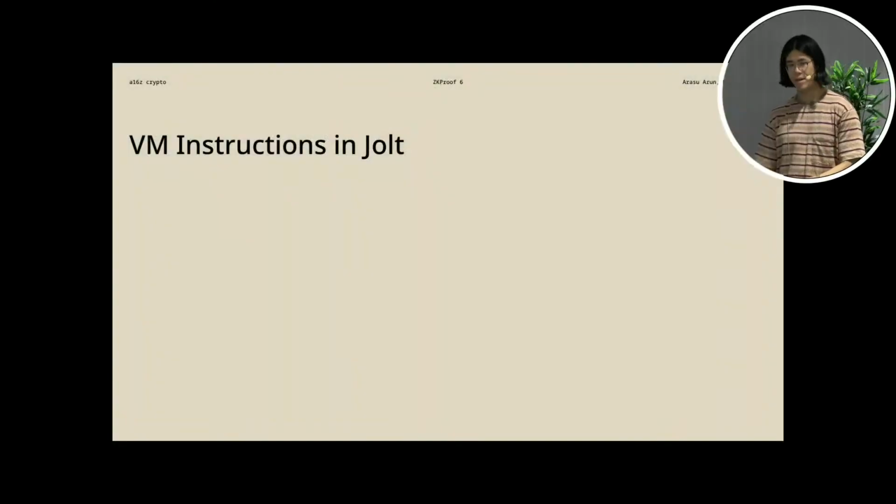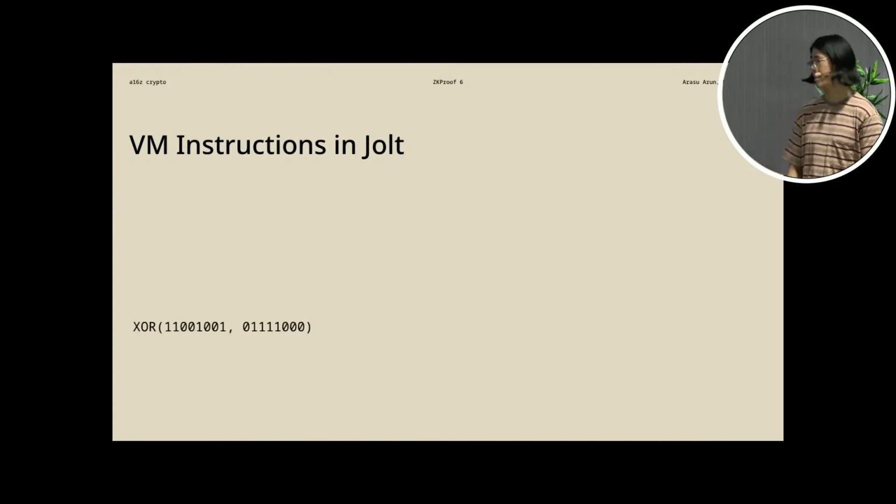Right, so we've talked a bit about how easy it is to implement and test instructions in Jolt, but to make that a bit more concrete, I'm going to walk through the flow for one particular instruction, in this case XOR. For readability, we're just going to look at XOR with 8-bit operands, but in RISC-V, this would actually be 32 or 64-bit.